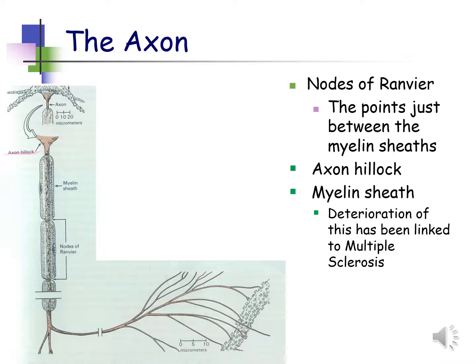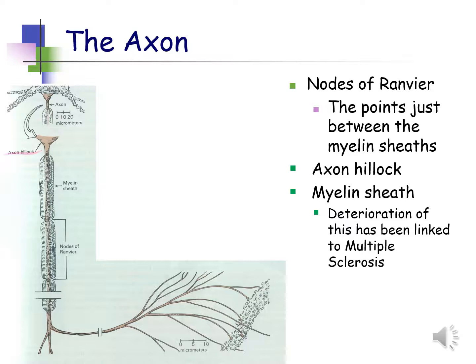And here's another picture of an axon. You can see here the nodes of Ranvier, and these are the points between the myelin sheath sections, and messages can be propagated by jumping from node to node. You can see the axon hillock, the part of the axon that links to the cell body. And again, the deterioration of the myelin sheath has been related to multiple sclerosis.